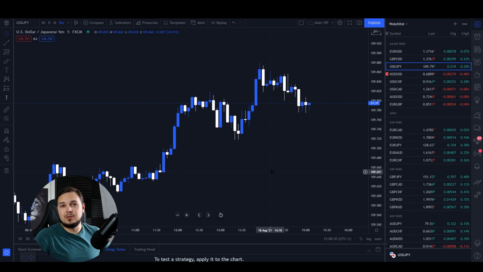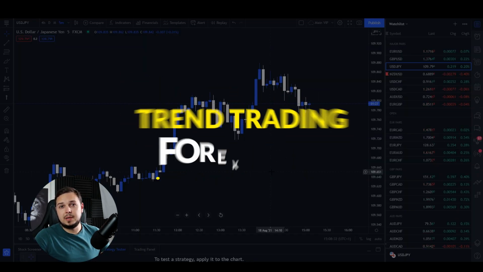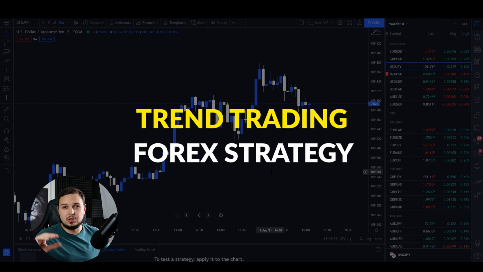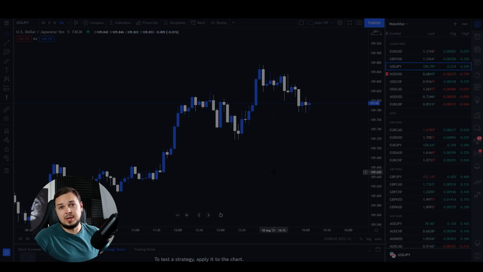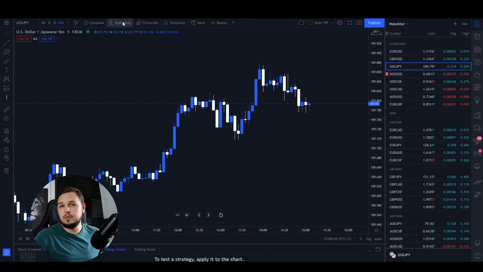Hey traders, today we're going to do some scalping. We're going to be scalping on the 5-minute time frame using a trend trading strategy that is super simple to use, easy to follow, and beginner friendly. So let's start. The first thing we're going to need is obviously an indicator.